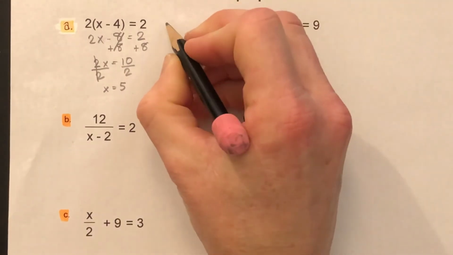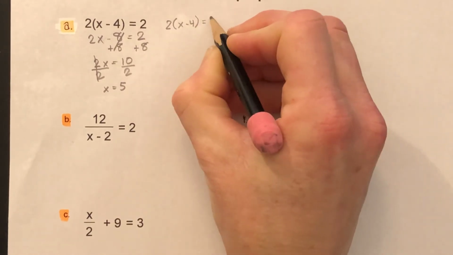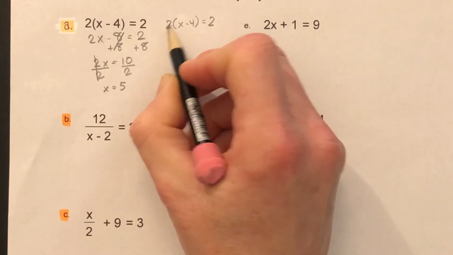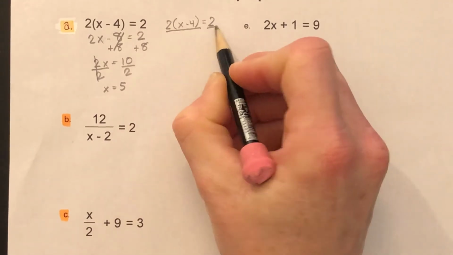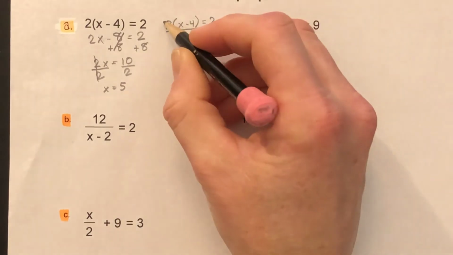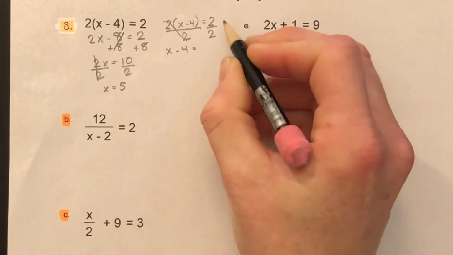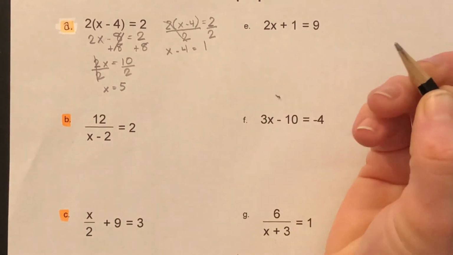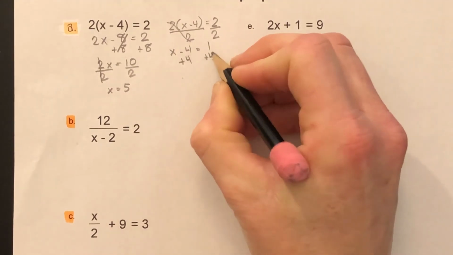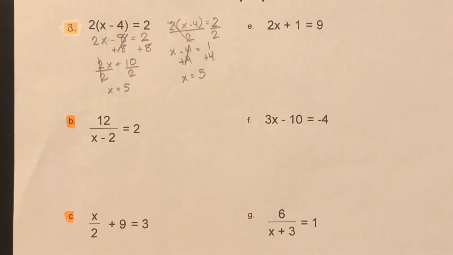The other method that I've been doing with these is where you decide to cancel out that 2, the 2 times, by dividing both sides by 2. I want you to know you can do it both ways. And then that cancels out, and then you're left with x minus 4 equals 2 divided by 2 is 1. And then you add 4 to both sides. X equals 5. So it's 2 ways to do it.